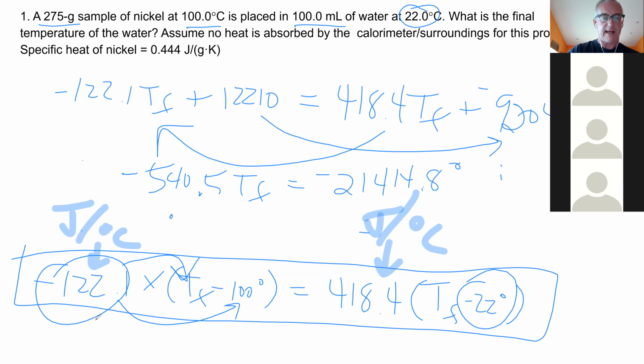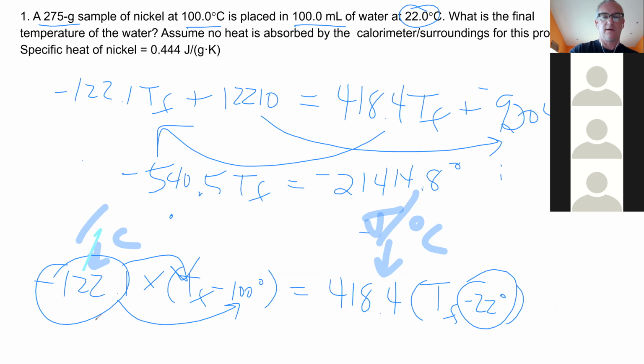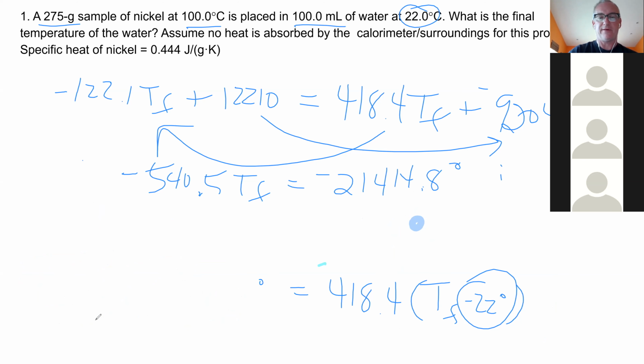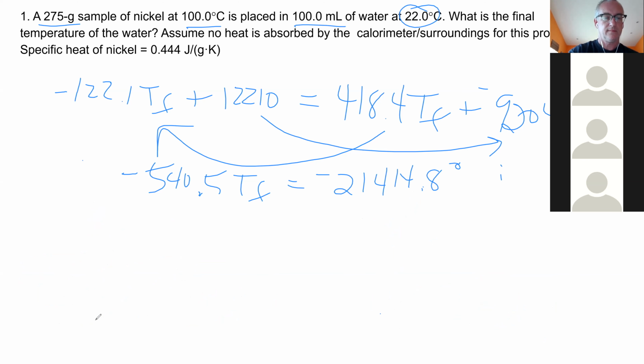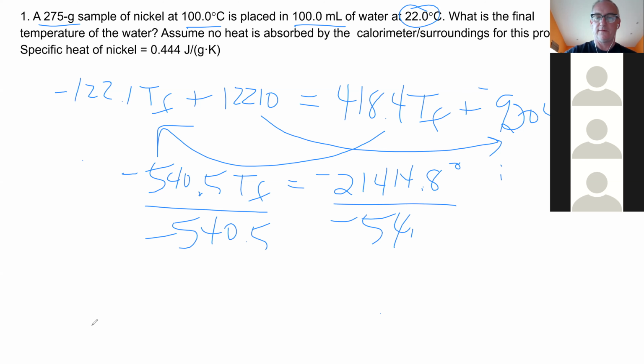So let's divide both sides by negative 540.5. And what do we get? 39.620. Negative 540.5 divided by negative 540.5. So TF equals what? 39.620 degrees.